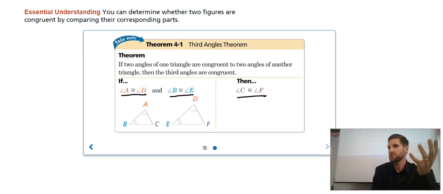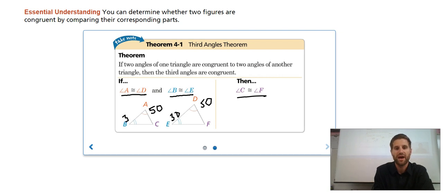This is kind of similar to our triangle angle sum theorem, where we basically have all three angles have to add up to 180. For example, if I knew A was 50 degrees, then D would also have to be 50 degrees. And if I said E was, say, 30 degrees, then we know B would have to be 30. Well, the only answer for C and F would be 100 degrees. That's how we know the third angles theorem is going to work every single time.